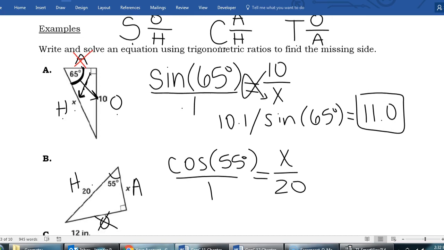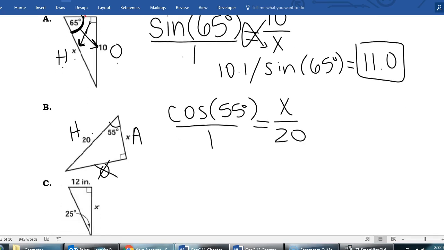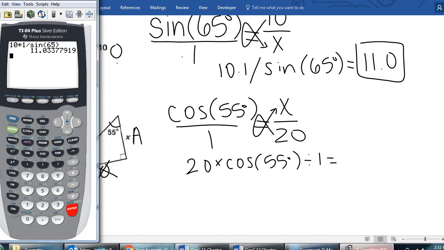So once that's set up, I can cross multiply and divide. I'm going to multiply this way so that I can point at my x. 20 times the cosine of 55 degrees. And then that divide by 1 is kind of extra, but I like throwing all 3 steps in there. I just have to put that in my calculator and see what that length is. 20 times the cosine of 55 degrees. Make sure you close that parentheses. Divided by 1, 11.5.